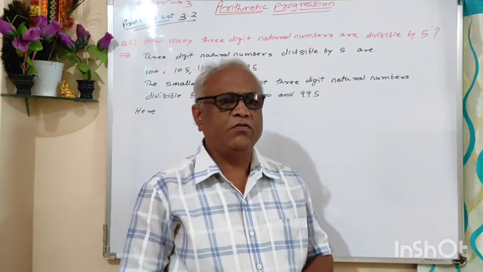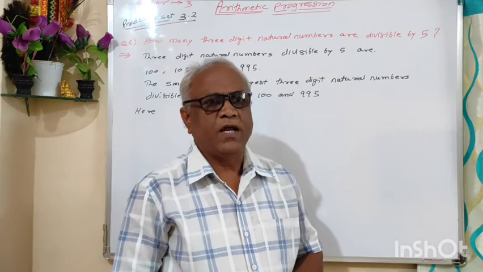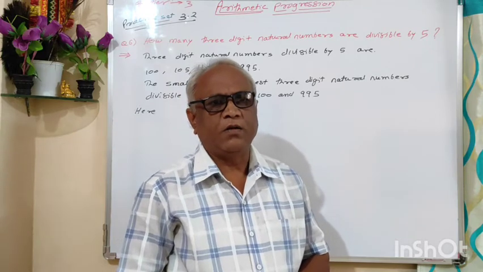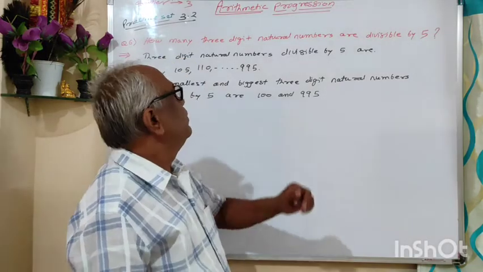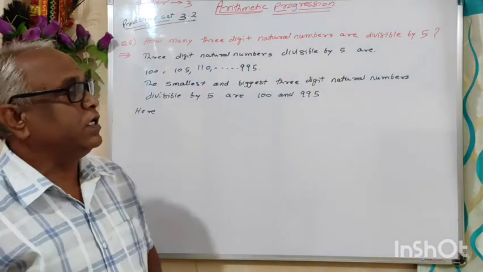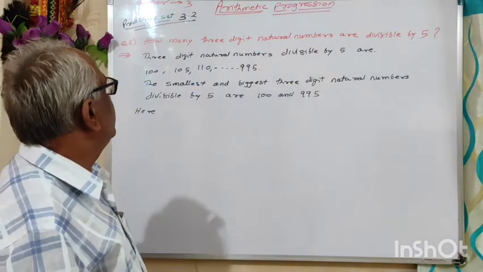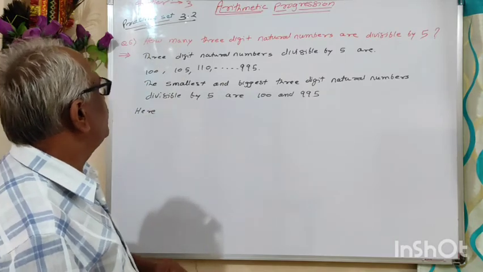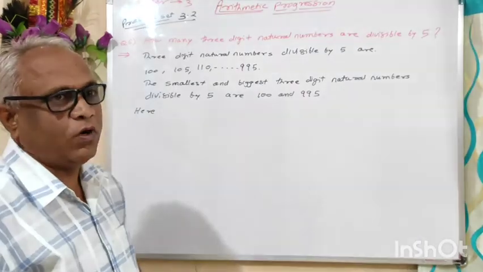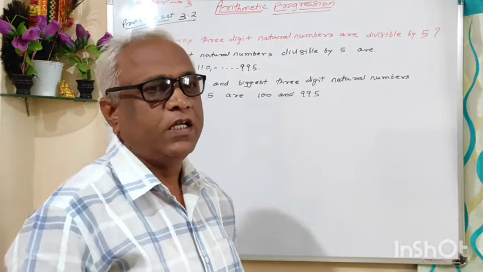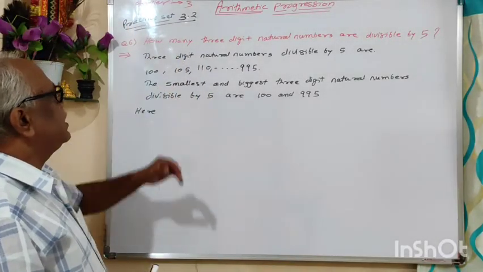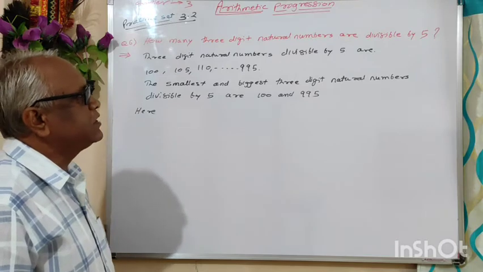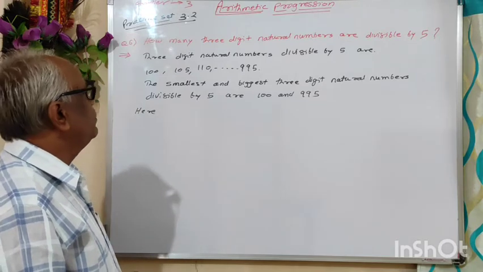Today we are going to see the standard 10th Maths 1, chapter number 3, arithmetic progression. From that we have seen practice set 3.1 and already started practice set 3.2. Questions number 1 to 5 we have already seen. Now we have started question number 6. Question number 6 is: how many 3-digit natural numbers are divisible by 5?